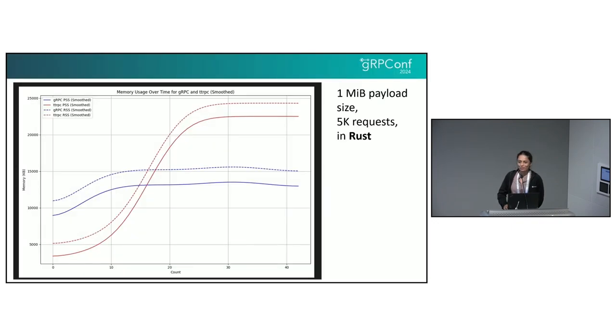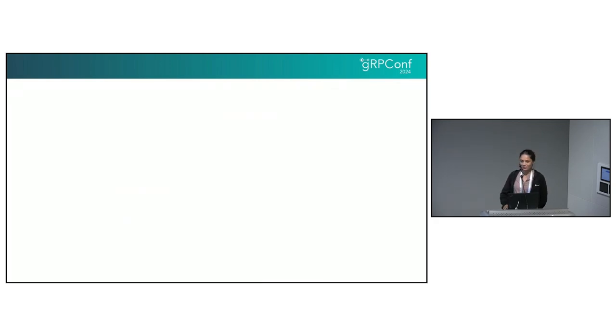So we also wanted to see how that fares in Rust. We used PSS and RSS values for the Rust implementation. We used Tonic for gRPC, and we used the TtRPC Rust implementation. And this is the plot for those two. In this, we can notice that TtRPC does not perform as well. gRPC is actually more memory efficient than TtRPC for the Rust implementation. So that was all the data that we got from our benchmarks.